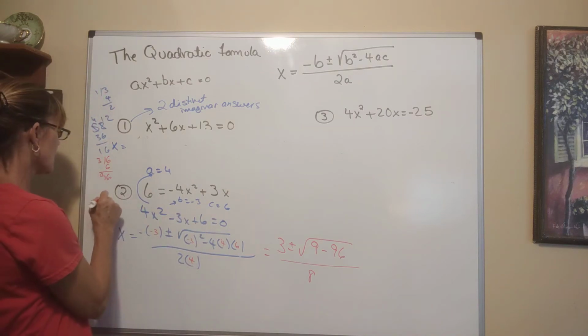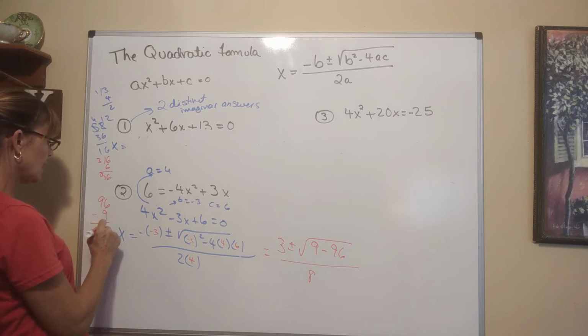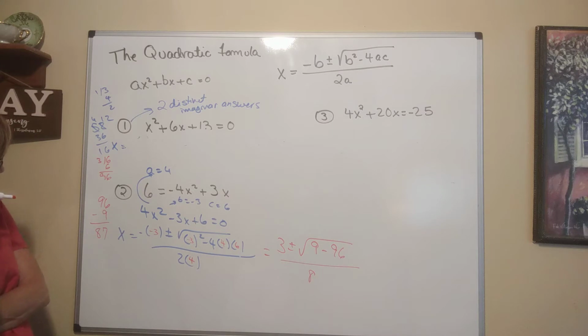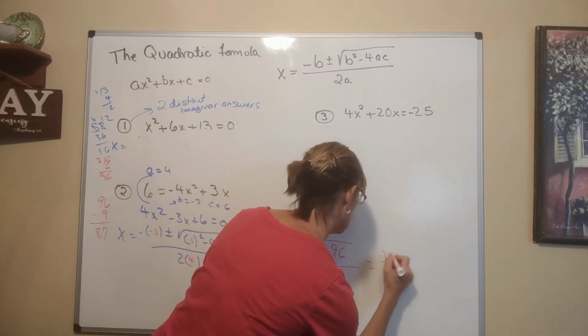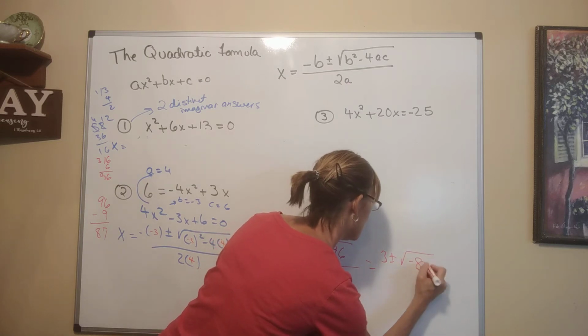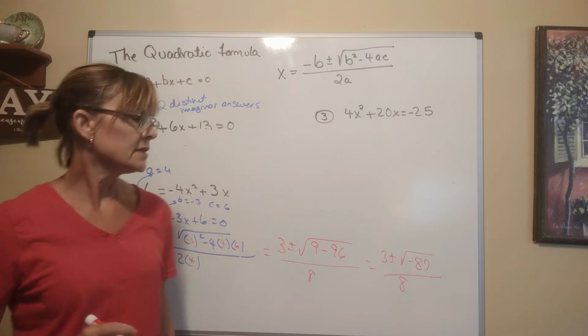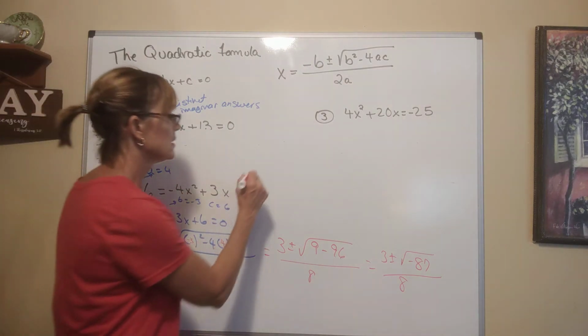96 minus 9 is going to be an 87. I think it's 87. Is that right? Let me see. Yeah, so this is going to be 3 plus or minus the square root of negative 87 all over 8. In an 87, is there a 3 in there? I don't know. Let me try. Is there a 3 in there?